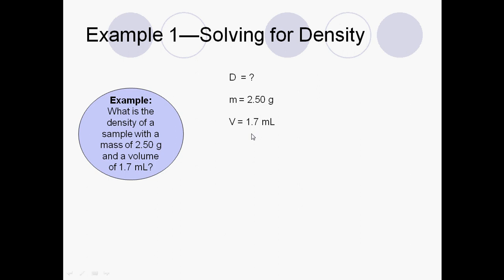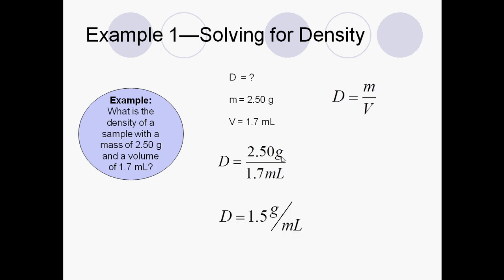Now we know every variable in this equation, and so now all we have to do is take our mass and plug it in here on the top, and our volume and plug it in here at the bottom, which would look like this. Again, you can see that these two labels are not going to cancel out. You take 2.05 and divide it by 1.7 to get our answer of 1.5.